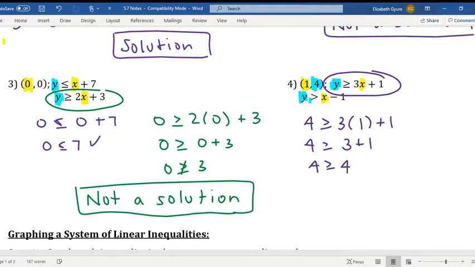What do we think, guys? True or false? Is 4 greater than or equal to 4? Definitely. Yep. Good.